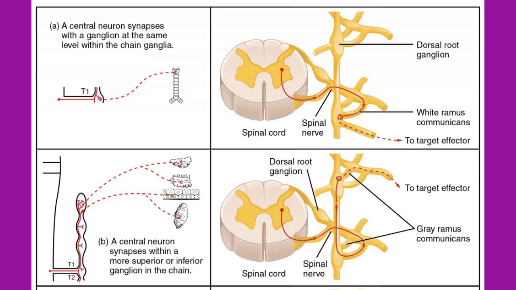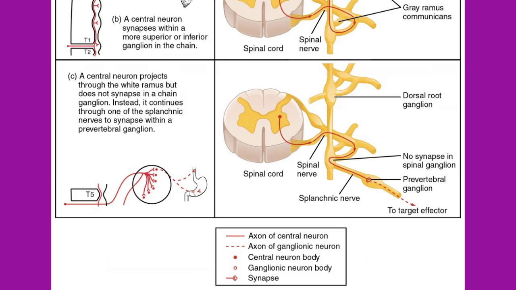An example of this is the spinal nerve T1 that innervates the eye. The spinal nerve tracks up through the chain until it reaches the superior cervical ganglion, where it synapses with the post-ganglionic neuron. The cervical ganglia are referred to as the paravertebral ganglia, given their location adjacent to the vertebral column in the sympathetic chain. Not all axons from the central neurons terminate in the chain ganglia.